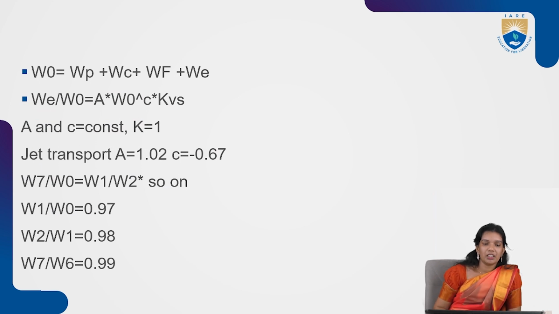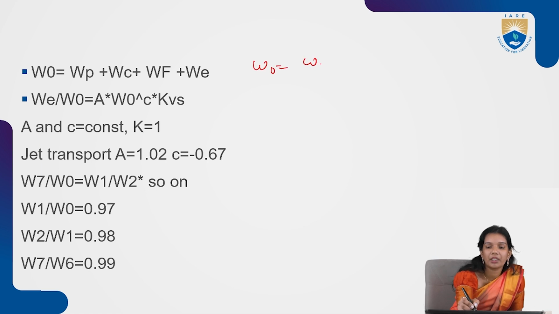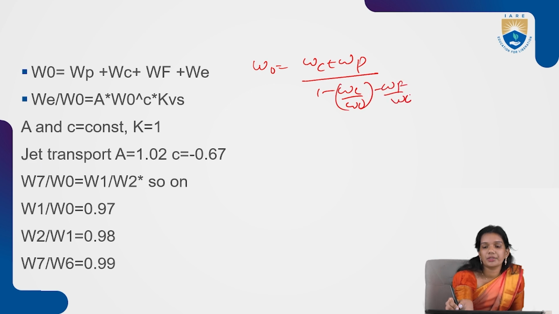So first of all, we know these formulas now. We know W naught is going to be W payload plus W crew plus W fuel plus WE. I write it in terms of fractions and I bring out that finally my W naught is going to be something like this: crew weight plus payload weight by 1 minus WE by W naught minus WF by W naught. So this is my W naught finally, which I have to find out, right? For that I know different formulas. Then K is a fixed one, so it is 1.